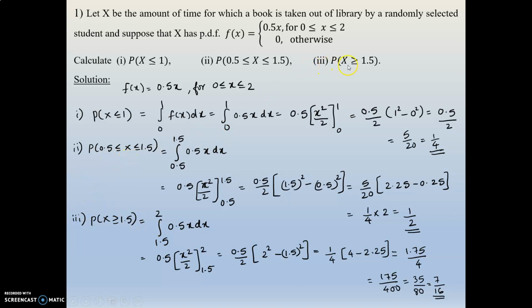Now the third question is probability of x ≥ 1.5. Here only the lower limit is given, the upper limit is not given, so we can take the upper limit as 2 from the question. So integral 1.5 to 2 of 0.5x dx is equal to 0.5 into x square upon 2 from 1.5 to 2, that's 0.5 upon 2 times (2 square minus 1.5 whole square), that's equal to 1 upon 4 into (4 minus 2.25), that's 1.75 upon 4, 175 upon 400, that's equal to 35 upon 80, which is 7 upon 16. That is the answer for the third question.